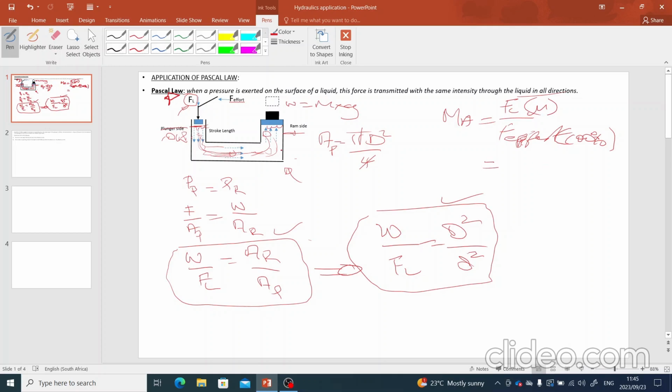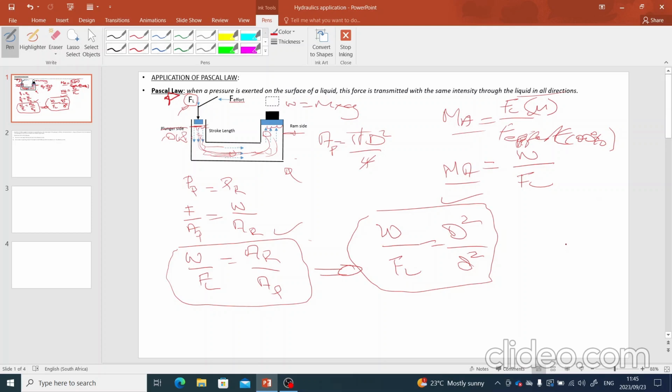This is the formula that we'll be using to calculate mechanical advantage. But working from the ram side to the plunger, it will be W over F load. This formula as well is applicable in calculating the mechanical advantage. Those two formulas are applicable.